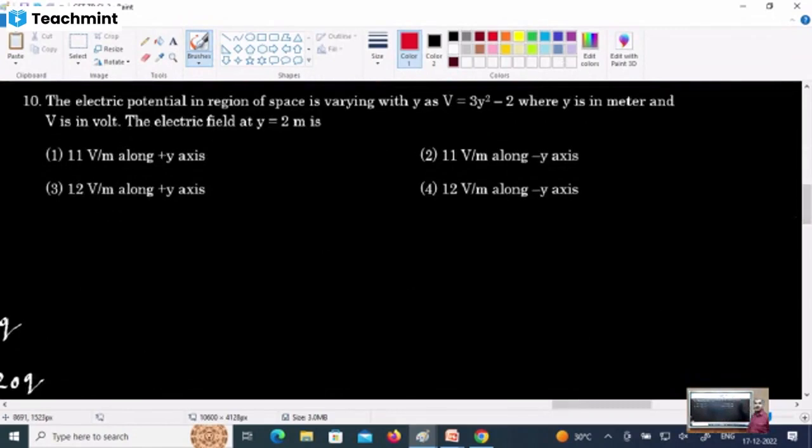Let's now proceed towards question number 10. The electric potential in a region of space is varying with y according to V equals 3y square minus 2, where y is in meter and V is in volt.